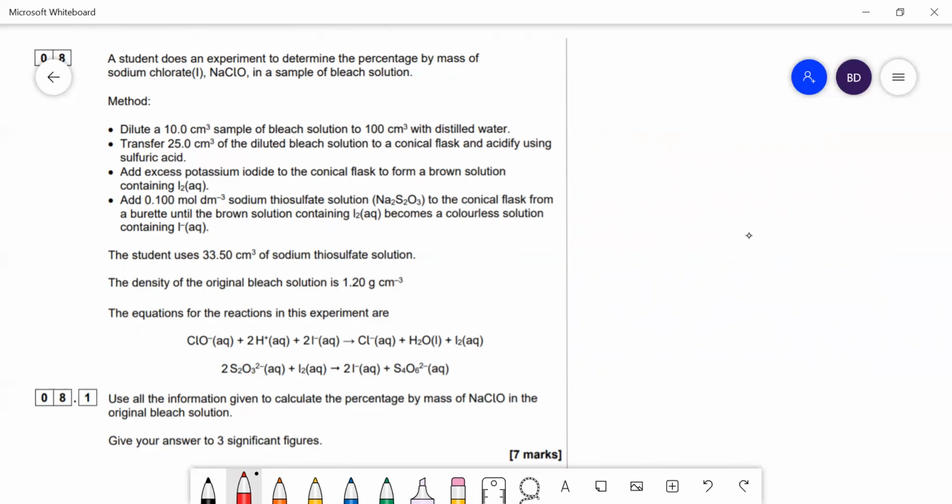Right, so I like to draw little pictures for these. What I'm going to do is find out the mass of sodium chlorate in a sample of bleach. We've got a bottle of bleach, and we're going to take 10 centimeters cubed of that out. That is going to be made up to a volume of 100 centimeters cubed. I'll draw a volumetric flask there.